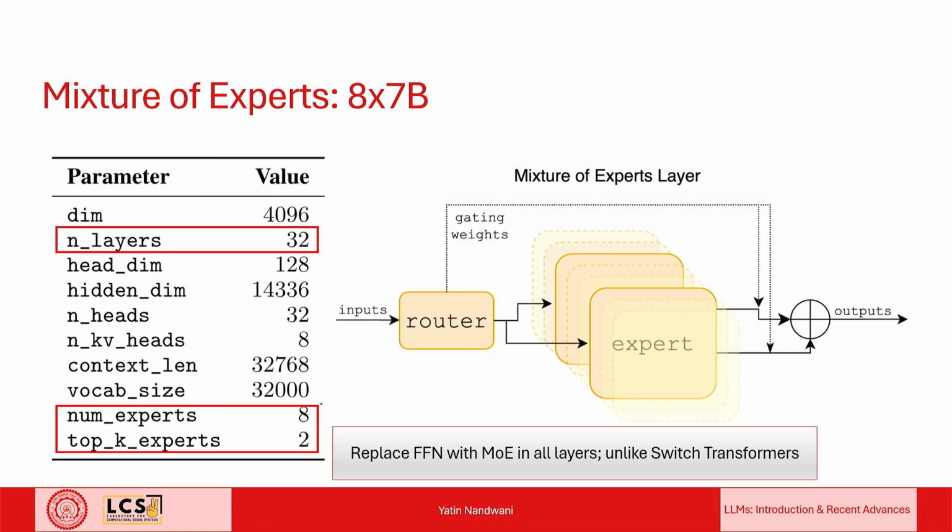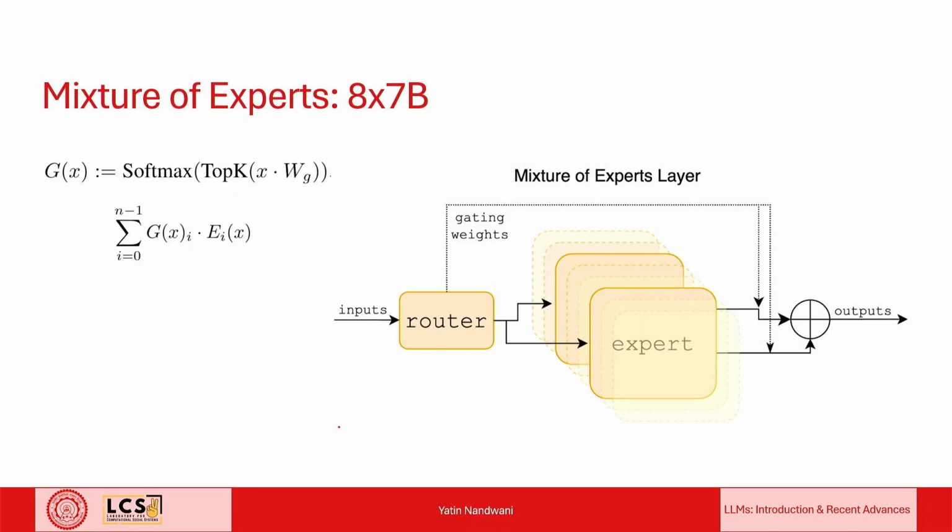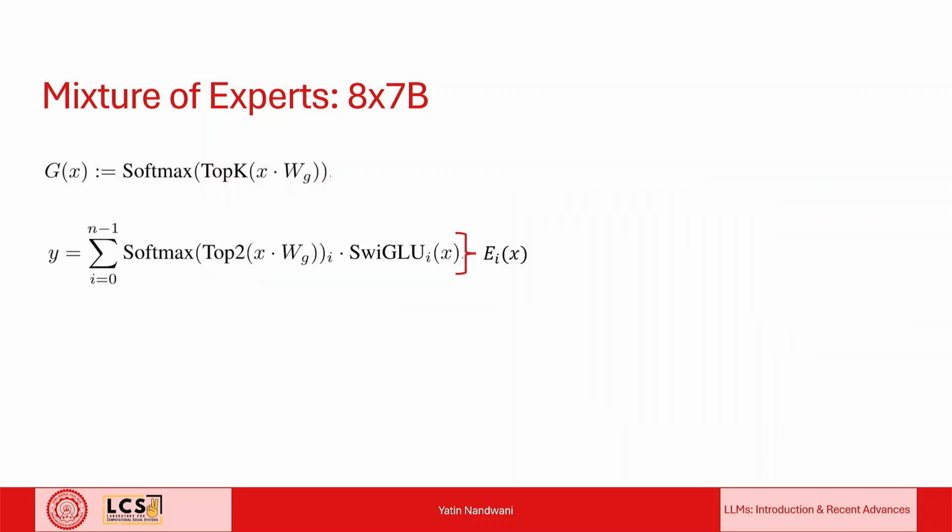I want you to focus on these numbers, these hyperparameters. They have 32 layers of transformer blocks, and unlike Switch Transformer, they have 8 experts in every layer. Switch Transformer had it in alternate layers, right? They are using top 2 experts instead of top 1. Switch was greedy, they are using 2, and they have 8 experts. And this is how their router looks. They do not have noisy top K gating. This is a simple linear layer, and top K ensures that with K being 2, only 2 logits are non-zero, and then they do a softmax over it.